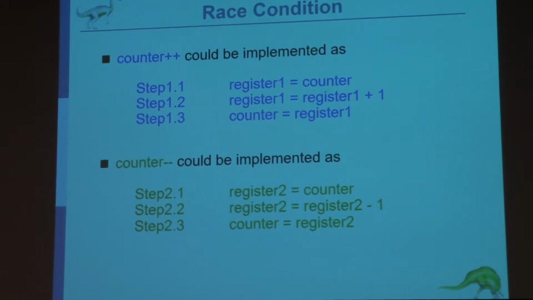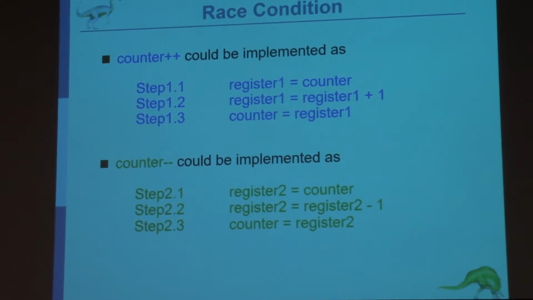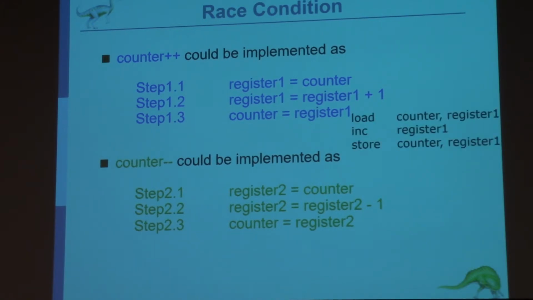Similarly, counter minus is this one. Because of that, even though we run them at the same time, it goes instruction by instruction. An instruction is the minimum level of the command. We cannot break such an instruction into two parts. So this is an example of assembly language, the machine language, to explain this.